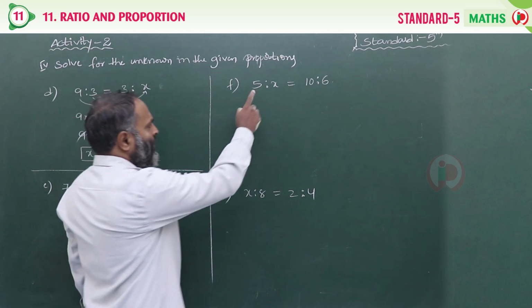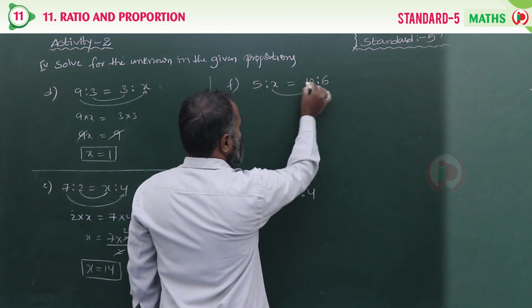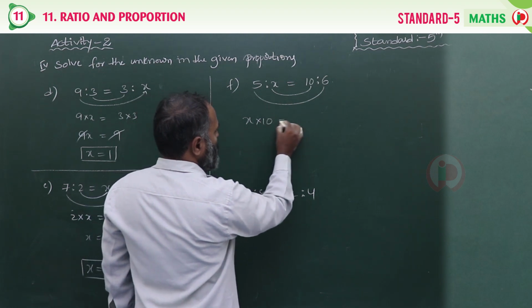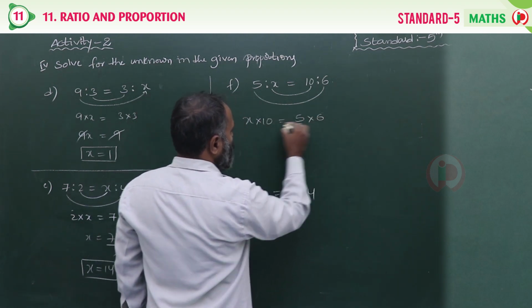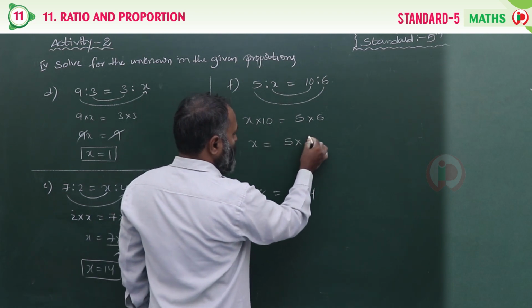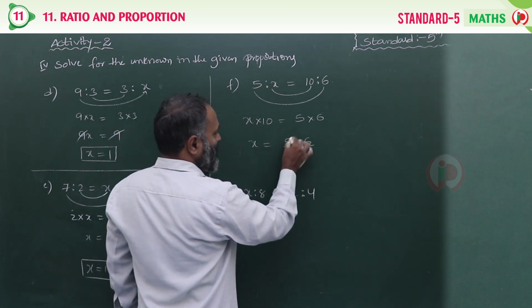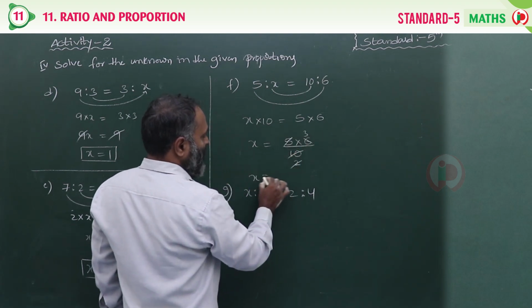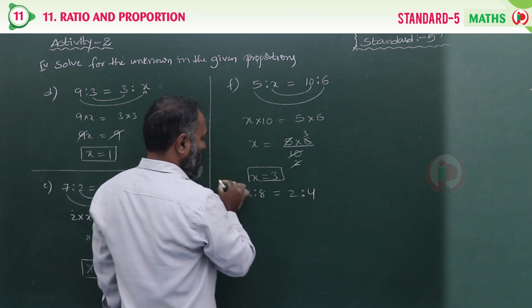Now here also the same: product of means is equal to product of extremes. That is x into 10 is equal to 5 into 6. Then transpose 10 here. x is equal to 5 into 6 by 10. 5 2s are 10, 2 3s are 6. Our x value is 3.